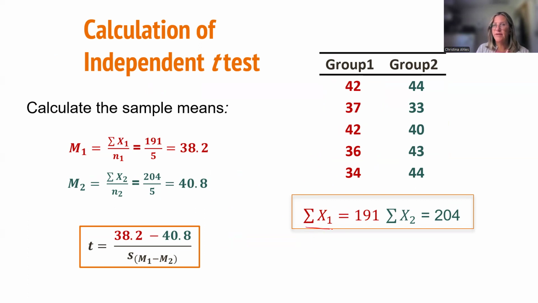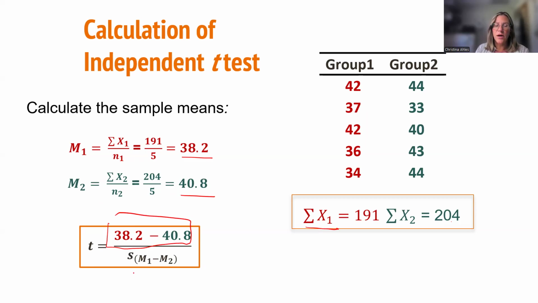So I have like sum of x1 for group 1 is 191. Sum of x2 for group 2 is 204. So that you can always go back and grab those numbers and you don't have to recalculate, or scroll through your calculator and risk accidentally pulling the wrong number for the wrong information. So when we plug these in, our sample mean for group 1 is 38.2. Our sample mean for group 2 is 40.08. And now we have the numerator set up, ready to go, okay?